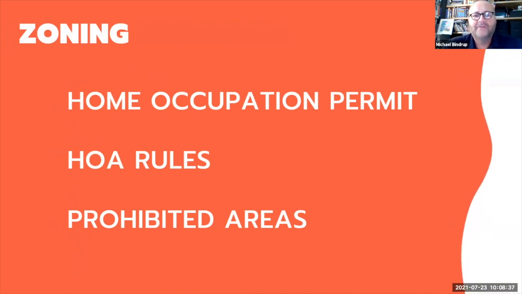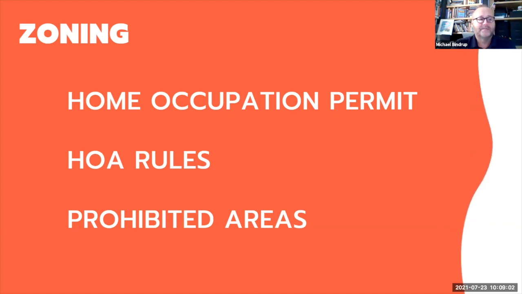You have to have a home occupation permit from the local licensing bureau of the city that you're in. Either one of the cities or Clark County has to issue a home occupation permit. Okay. So even if you can be granted a home occupation permit, there may be zoning issues, especially with HOAs. We have a lot of issues with HOAs.